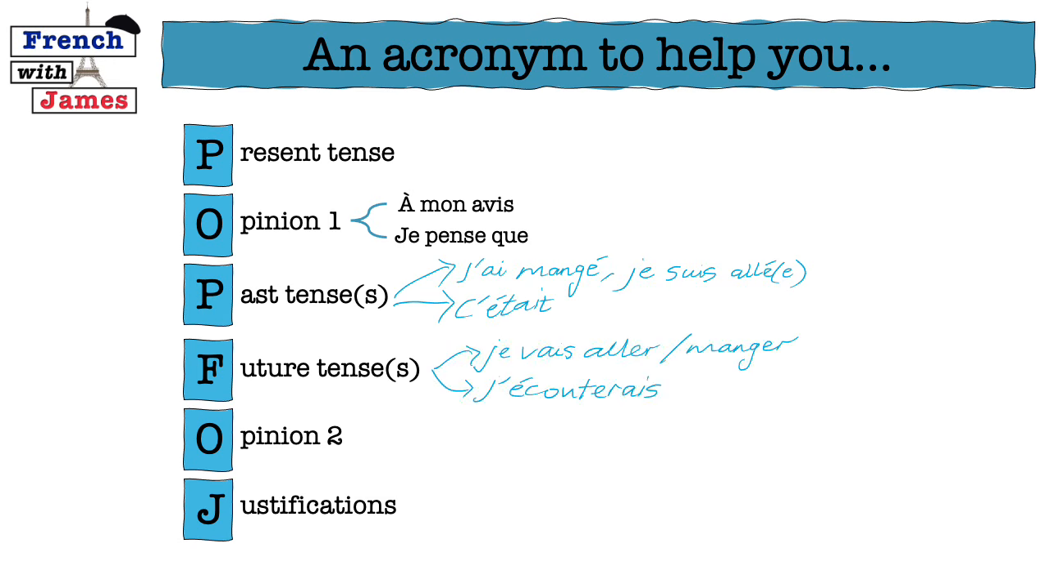Future tenses, you've got two you could choose from. The near future, which is the verb aller plus an infinitive, like je vais aller, je vais manger, or the simple future, j'écouterai, j'irai. An easy way to make sure you use two future tenses is to use the phrase ce sera, it will be. So you could use the near future tense like à l'avenir, je vais être policier, in the future I'm going to be a police officer, et ce sera fantastique, and it will be fantastic. That way you're giving an opinion and you're also showing the examiner you can use two future tenses.